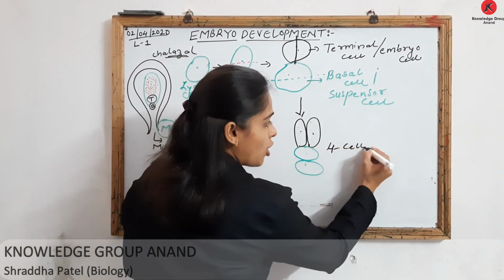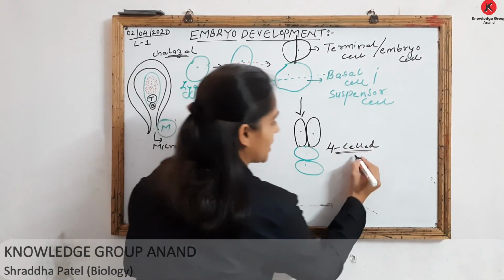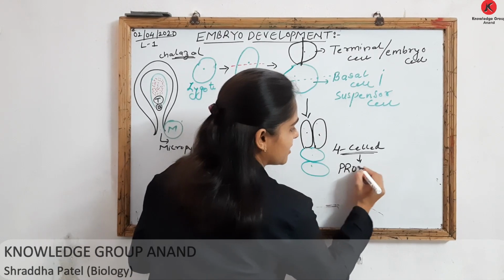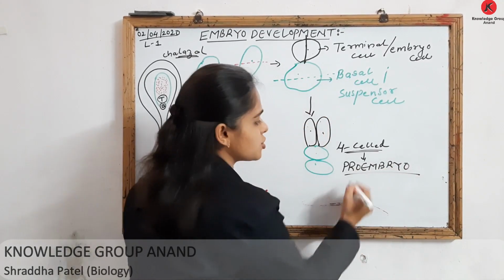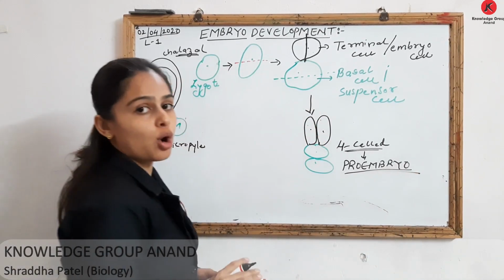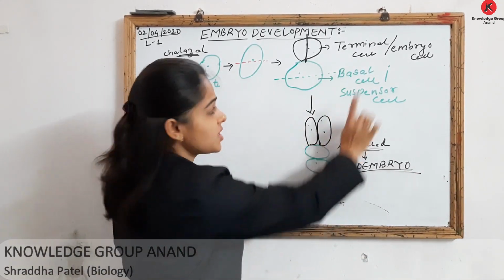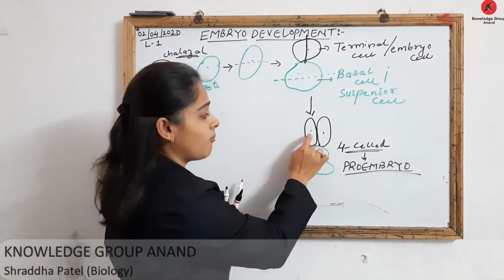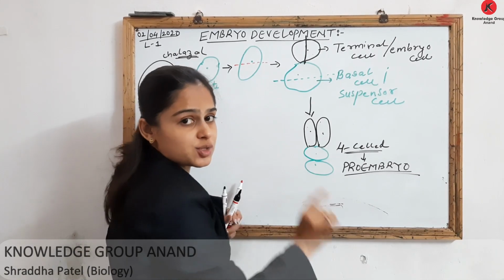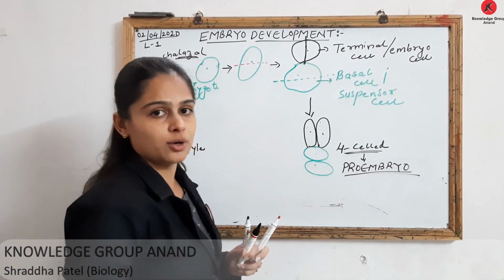This four-celled structure that formed is called the pro-embryo. Simple as that. The basal cell will undergo transverse division and the terminal cell will undergo vertical cell division to form a 1, 2, 3 and 4 cell structure, which is called the pro-embryo.